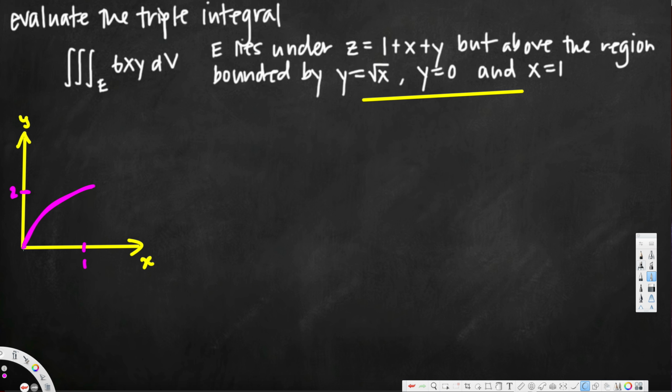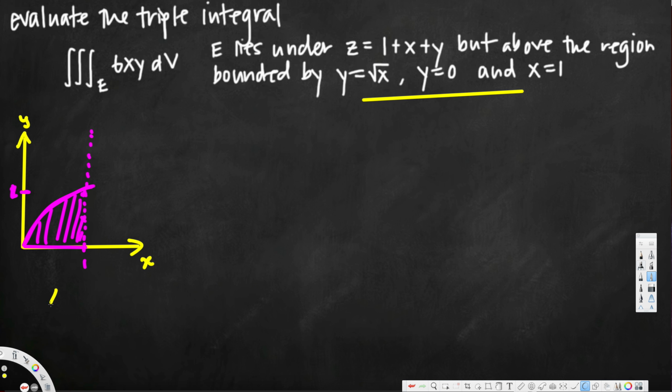Y is equal to 0 is going to be this line, and then we have x is equal to 1. X is equal to 1 is going to be a vertical line like this. From this one we can see this is 1. This is the bounded region we are interested in. Now after we find this one, from this one we can find the x, y, z limits of integration.